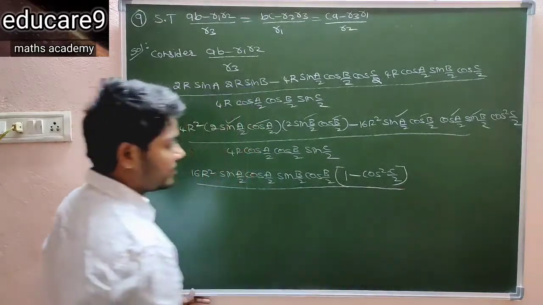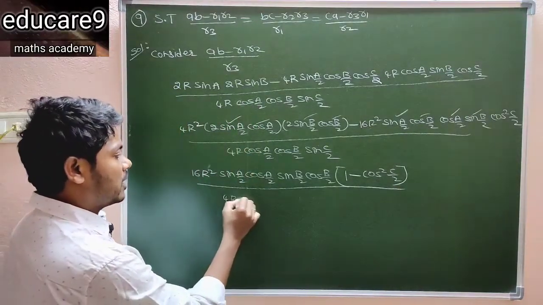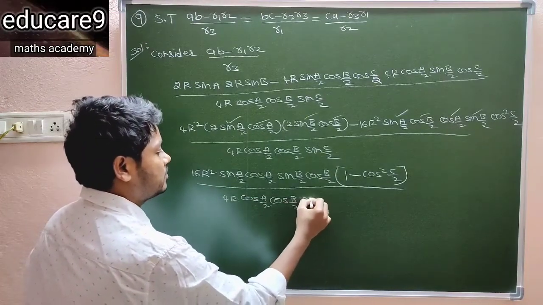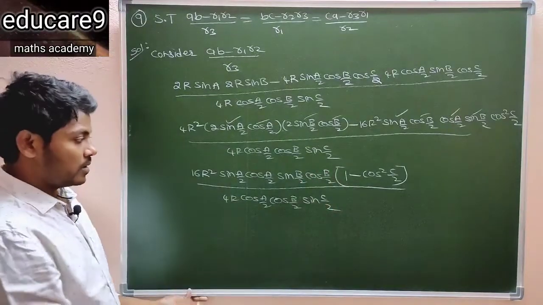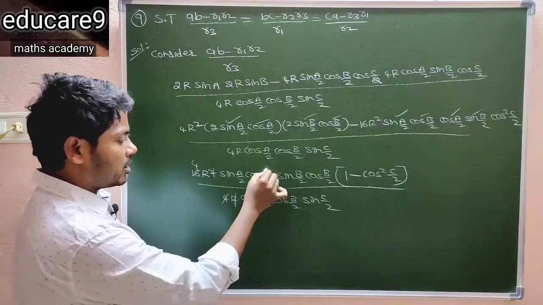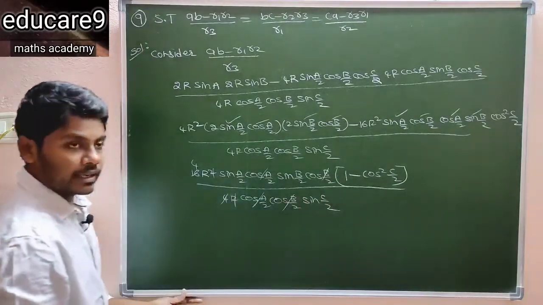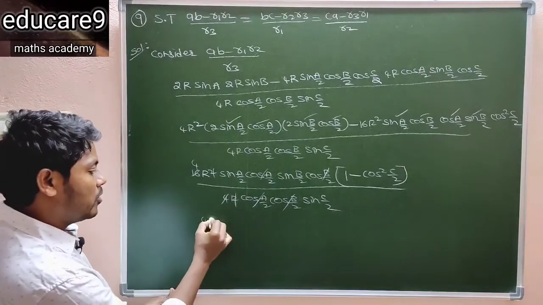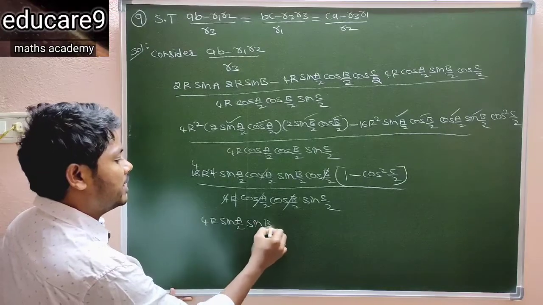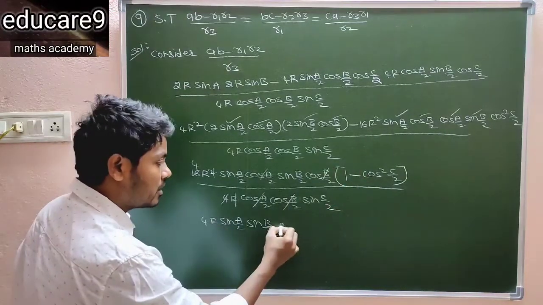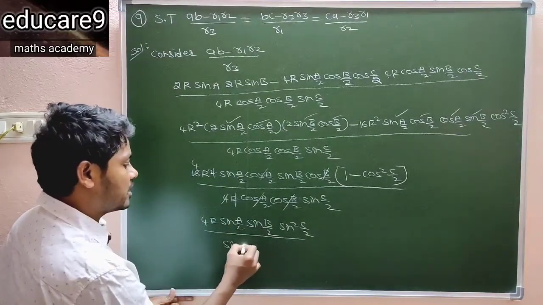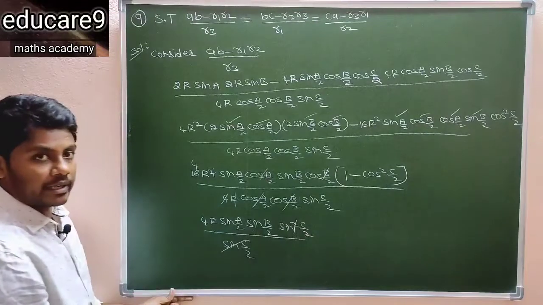So divide by 4R cos A by 2 cos B by 2 sin C by 2. So here 1R gets cancelled, 4 ones are 4, 4s. And here cos A by 2, cos A by 2, cos B by 2, cos B by 2 get cancelled. So what you got? 4R sin A by 2 sin B by 2 and this one, 1 minus cos square, sin square C by 2 divided by sin C by 2. So 1 sin C by 2 gets cancelled.